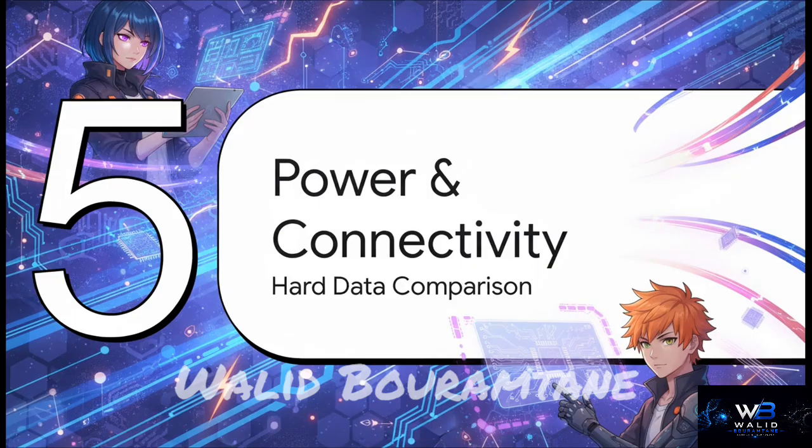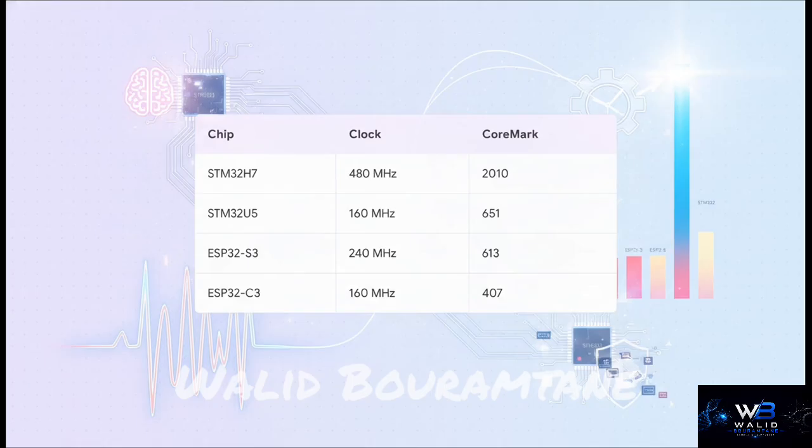Section 5. Power and connectivity, hard data on performance and sleep. Now let's look at the raw data. The STM32 has a massive lead in raw single-thread processing power, which you absolutely need for heavy digital signal processing. Just look at the CoreMark scores. The STM32H7 clocks in at a massive score of 2010. By comparison, the ESP32S3 sits at 613.